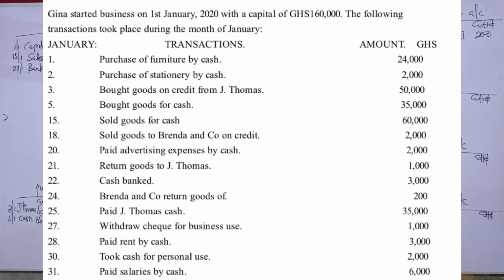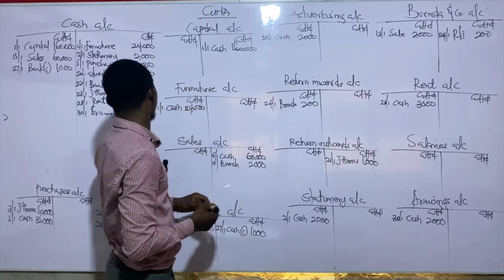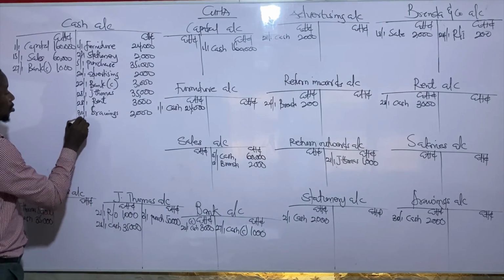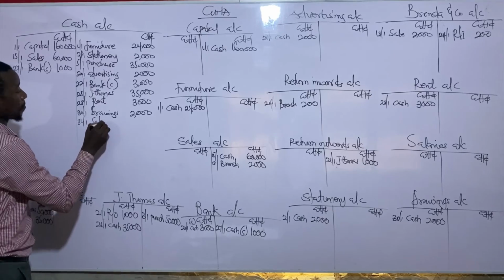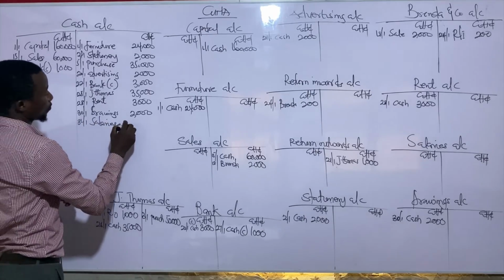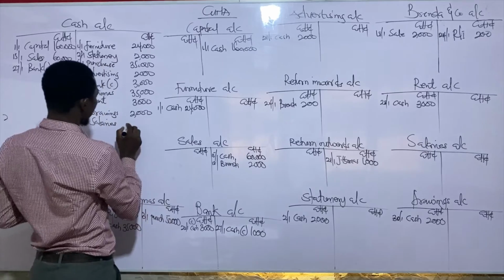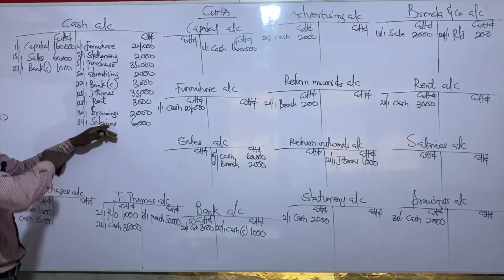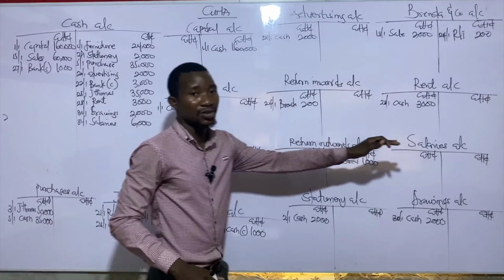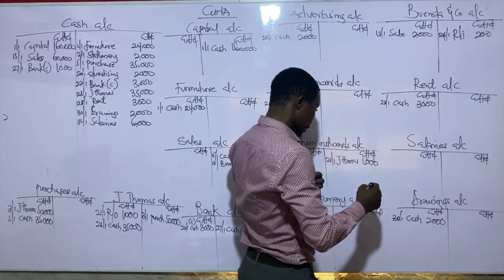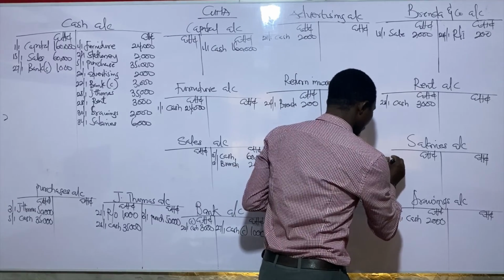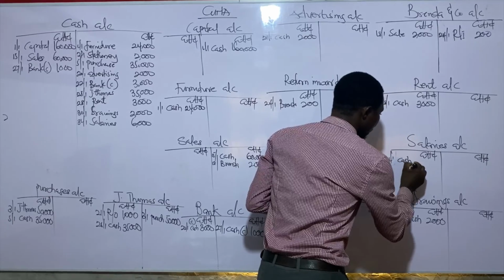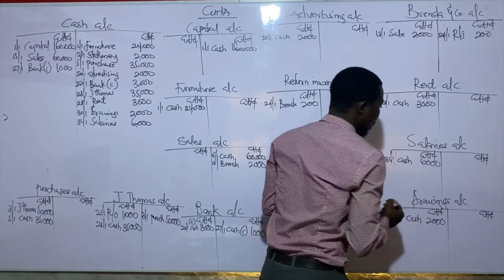The last and final transaction was on the 31st of January. Paid salary by cash, 6,000. We paid salaries. So when we pay salary, cash is going out. So we credit cash, and the amount was 6,000. Every credit entry must have a corresponding debit. So the corresponding debit over here, that was on the 31st of January. We paid through cash. The amount was 6,000.